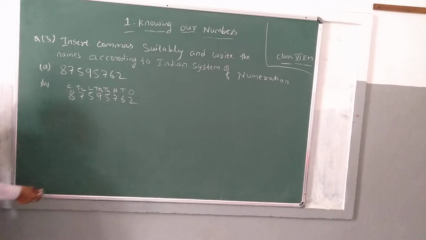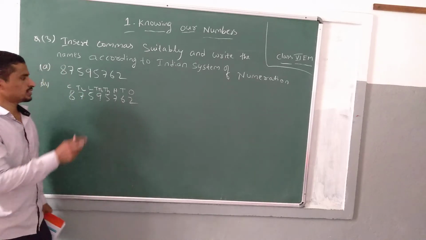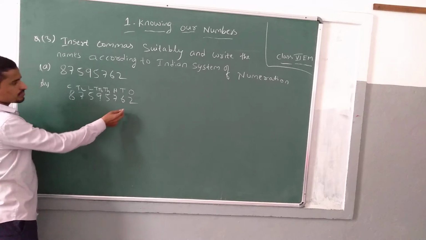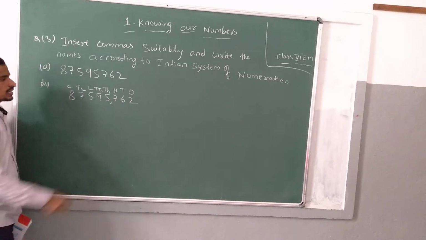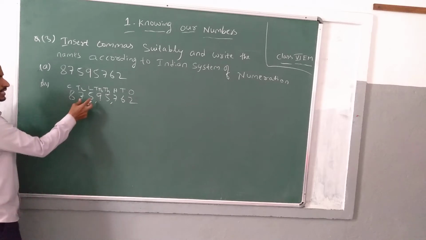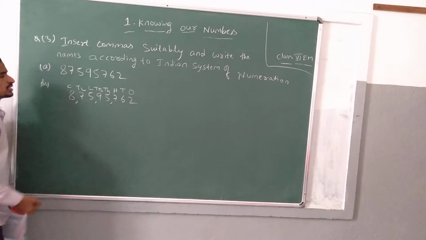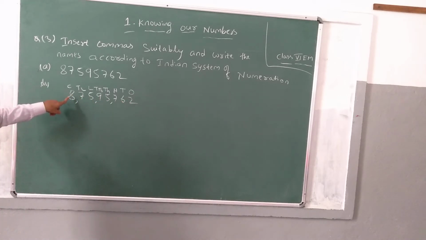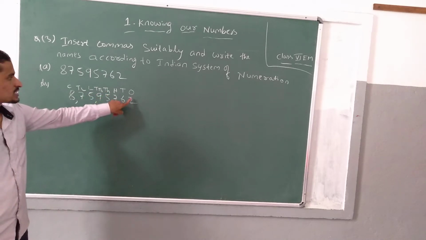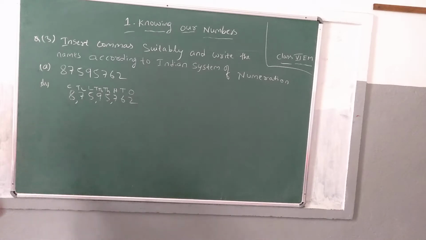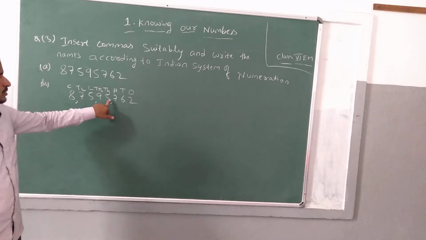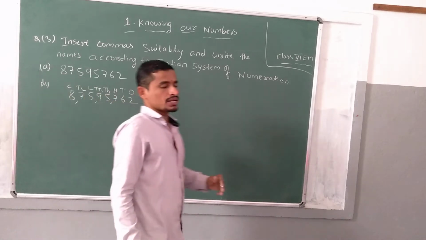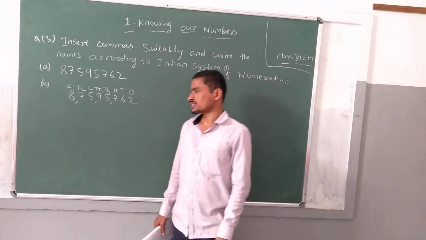Okay. So after writing this, you have to put the comma. That's very important. So according to Indian system, first 3 digits you have to leave, put the comma. Thereafter 2 digits you leave, put the comma. Thereafter 2 digits you leave, put the comma. So this happens to be ones, tens, 100, 1000, 10,000, lakh, 10 lakh, crore. So this is crore, means here 8 crore 75 lakh 95,762. I will read out 8 crore 75 lakh 95,762. So this is according to Indian system of numeration.